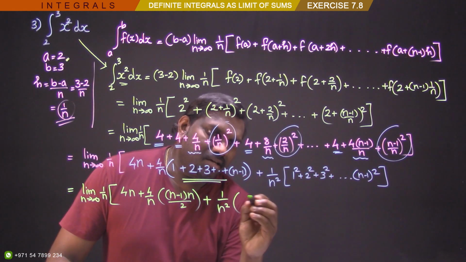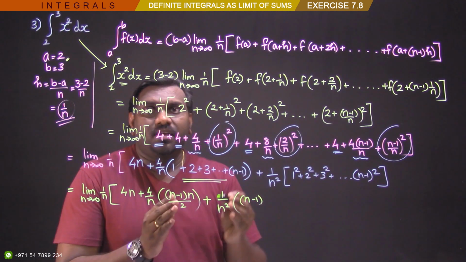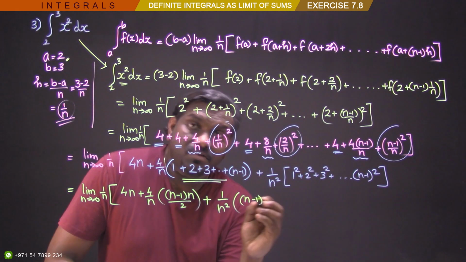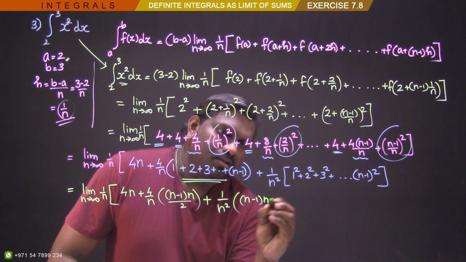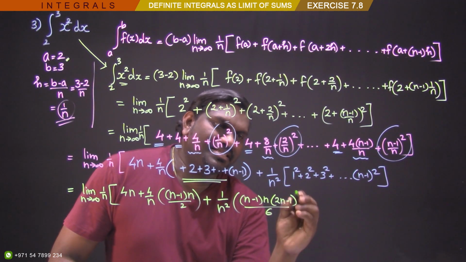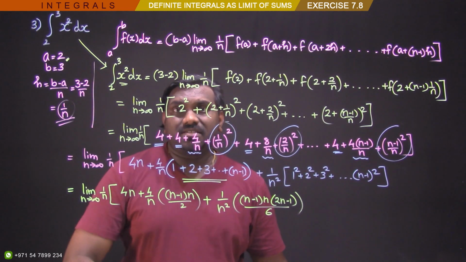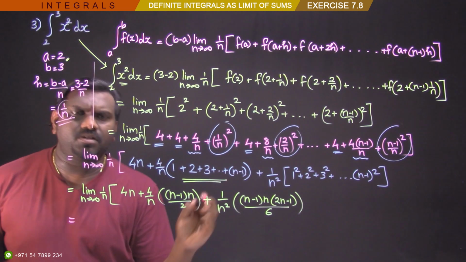The formula here is for squares, and the last term is n minus 1. So this will be the one. Okay, keep it in your mind: n minus 1 into n into 2n minus 1, by 6. If you know the sequence and series from your 11th chapter, this is going to be very easy. Otherwise, keep it in your mind.